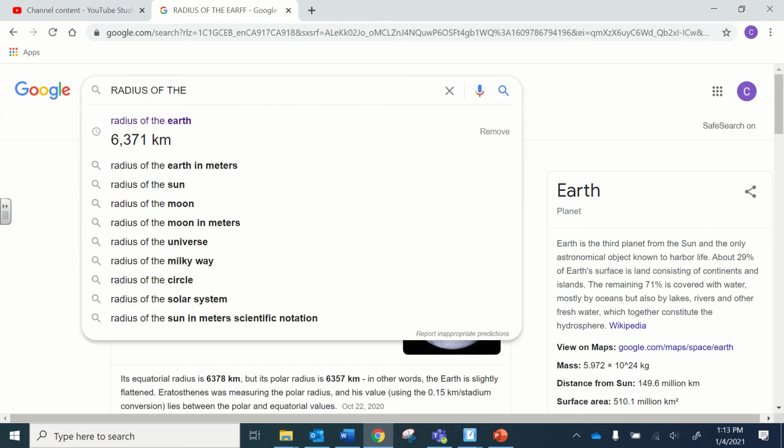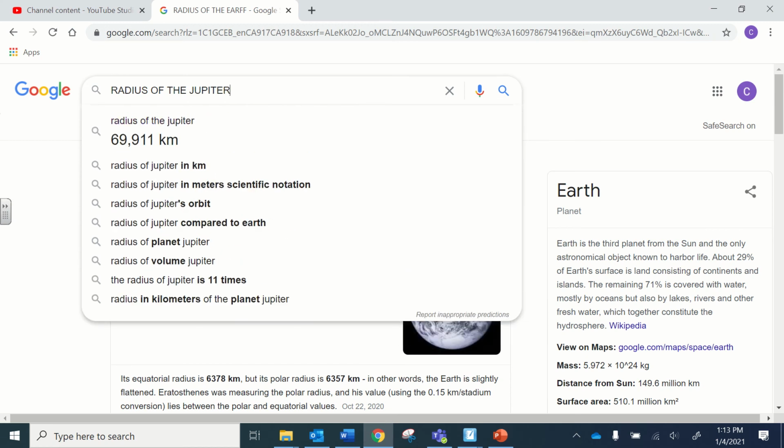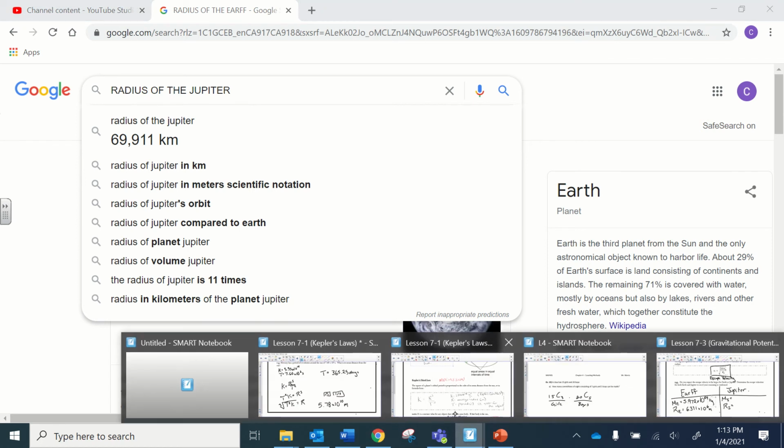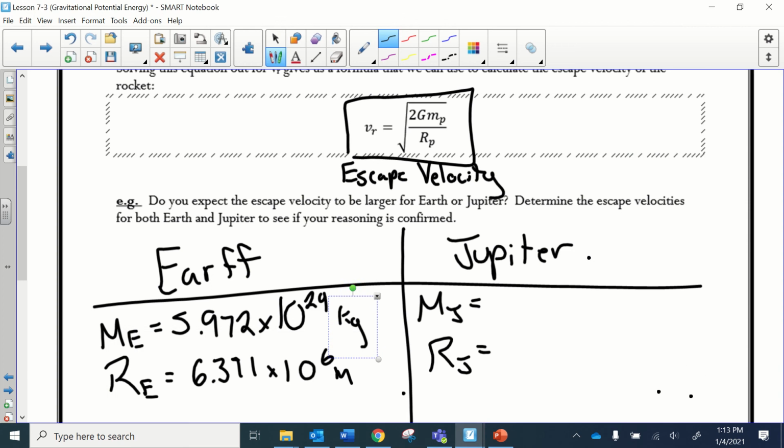Radius of Jupiter, let's just round that to 70,000 kilometers. I think that would make us all happy. That's 7.00 times 10 to the 7 meters.